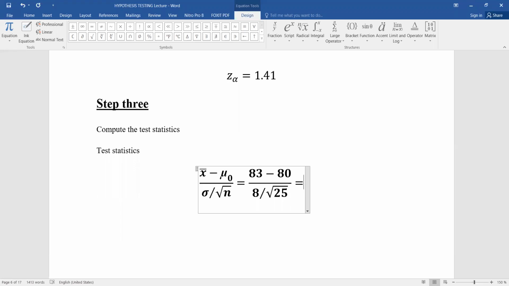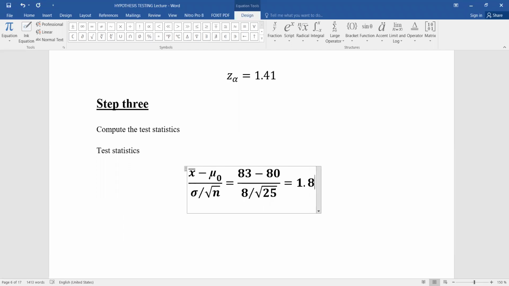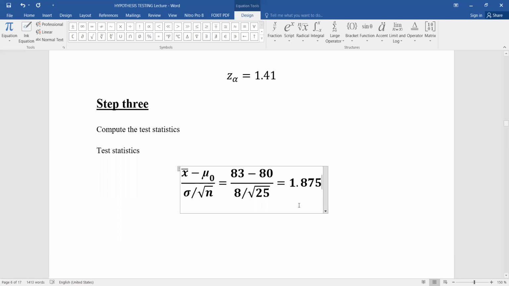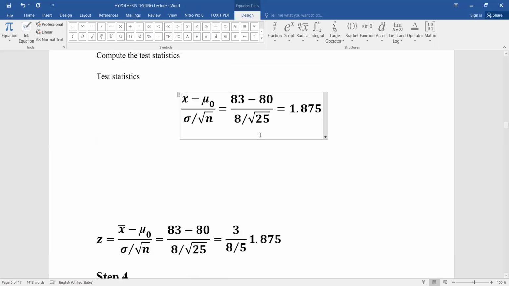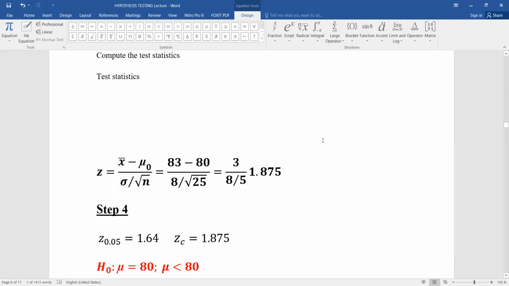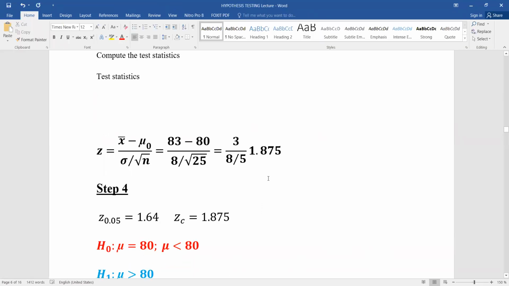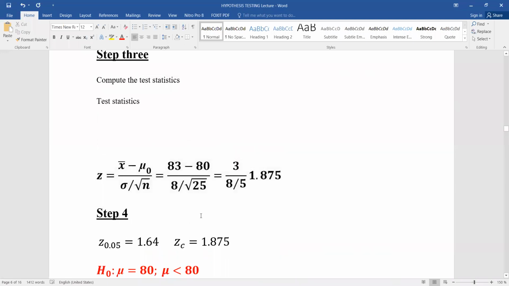Sevagala is saying it's 1.875. Good. So this value is what we call Z computed, and it represents the evidence of the prosecutor. So I've already done this. Let me just delete, and we have 1.87.